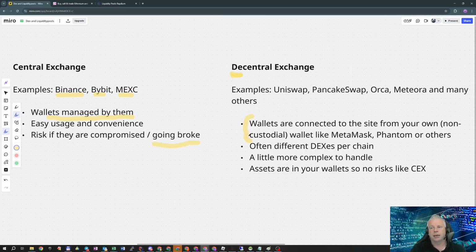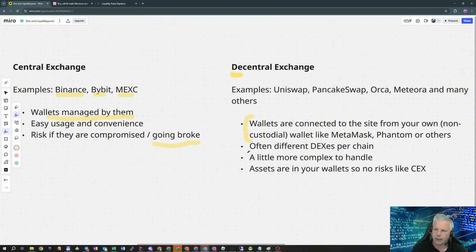Often there are different DEXs for different chains. For the Binance Smart Chain, BSC, you have PancakeSwap, and for the Ethereum network you have Uniswap, which is also supporting a lot of other networks by now, but at first they started only there. And on Solana, you have Orca, Meteora, Raydium, and so it goes on and on.